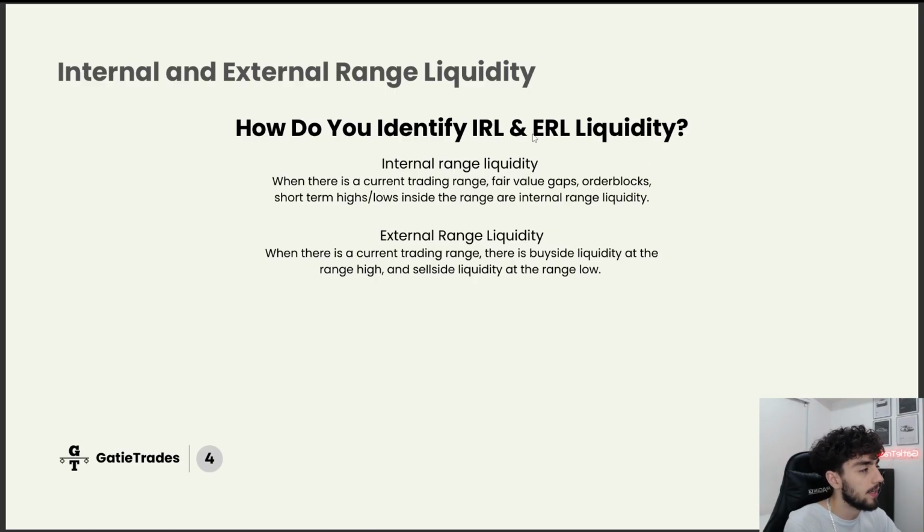So how do you identify internal and external range liquidity? Internal range liquidity, when there is a current trading range, meaning there's a certain high and low put into the marketplace, refers to the fair value gaps, order blocks, highs and lows inside that range. So any move inside that range, when you have an established trading range, is your internal range liquidity. External range liquidity refers to the extremes of the range, so the range low and high. This is where your major sell side and buy side liquidity pools at the range high or low are resting.